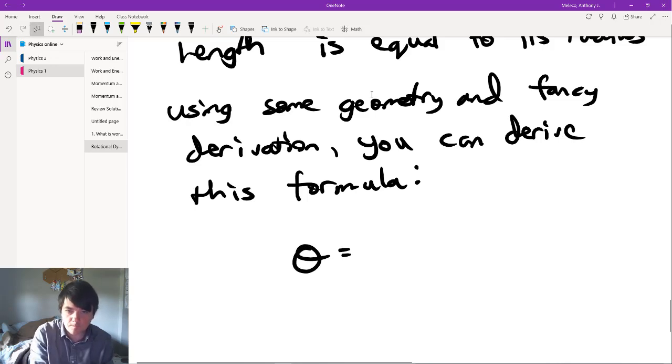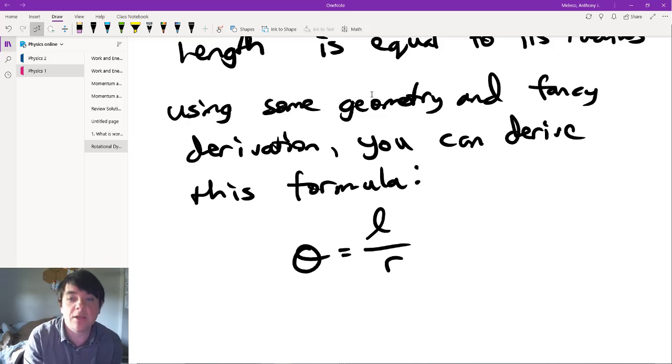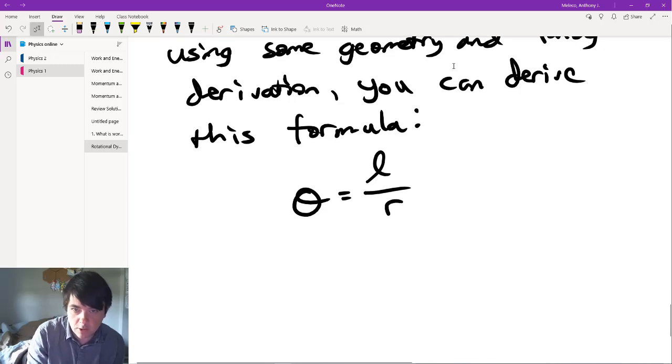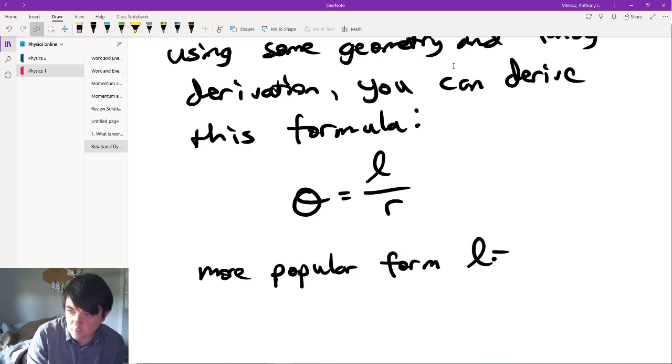The angle equals the arc length over the radius. Okay. And if the arc length and the radius equal each other, that's the definition of a radian. That's 1 radian. Then your angle would be equal to 1. Okay. Here, the more popular form, I believe, is L equals R theta, right? You just multiply that guy over.